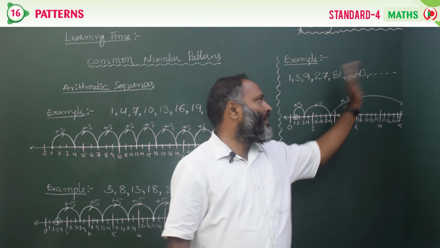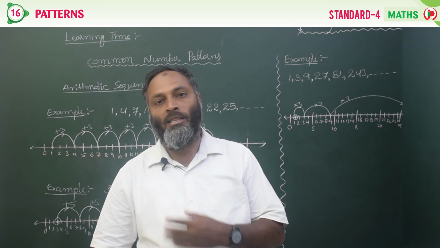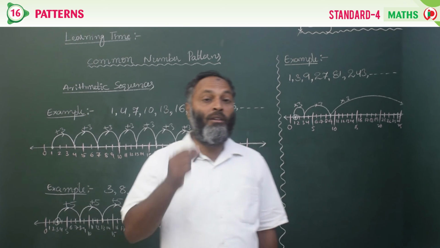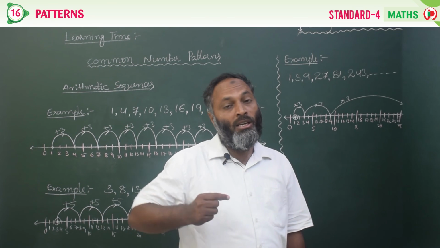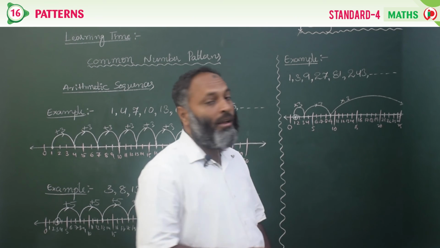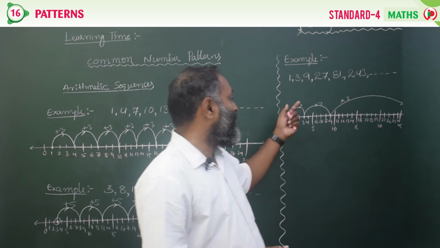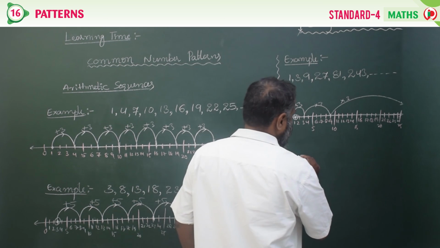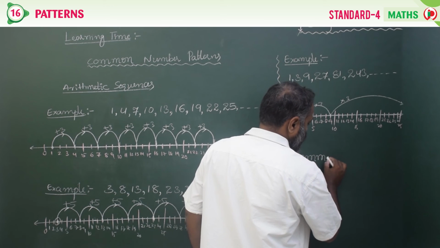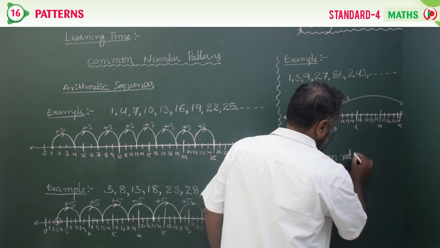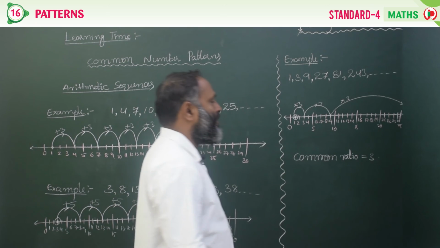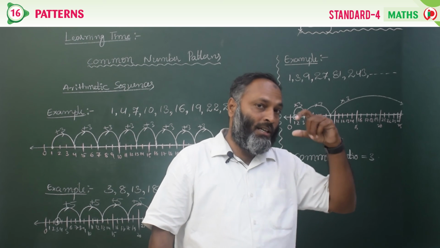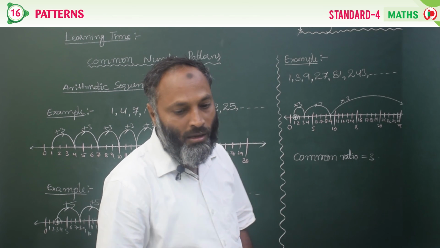If the series continues like this, if you are multiplying with 3, then the next term will come. To which number should we multiply? 3. So this is called the common ratio. Whatever number we are multiplying with, that is called the common ratio. What is the common ratio here? The common ratio is 3. Why is it 3? Because we are multiplying with 3. Whatever number we multiply with the previous number, that number is called the common ratio.